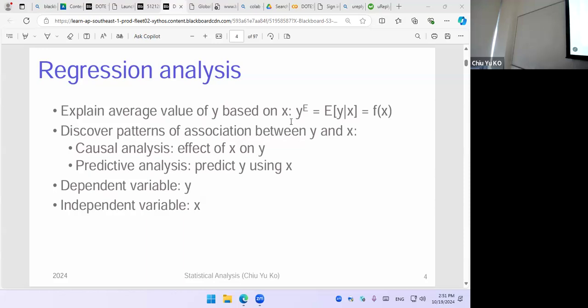And we are very modest today. We will focus on two types of variable. There are two variables here. Y is dependent, x is independent, just historical names. And we try to use x to explain y.